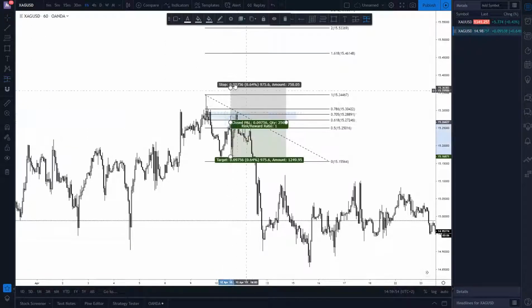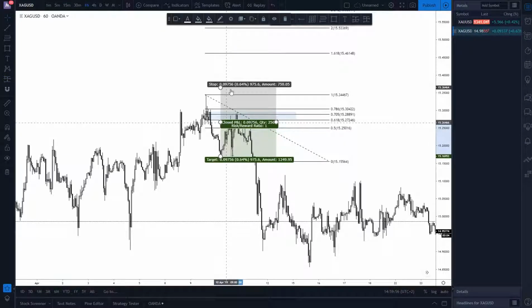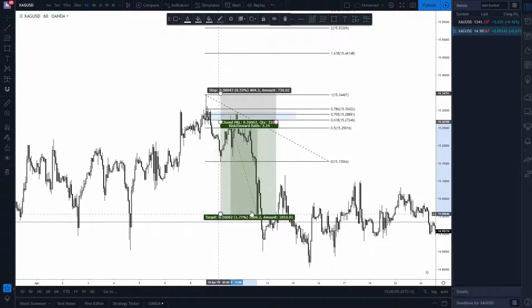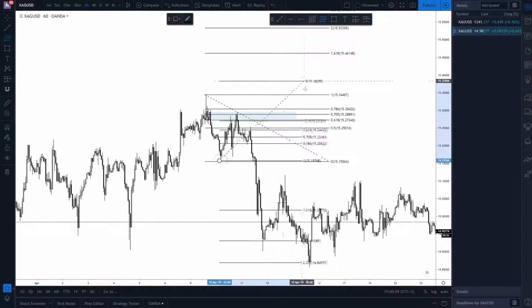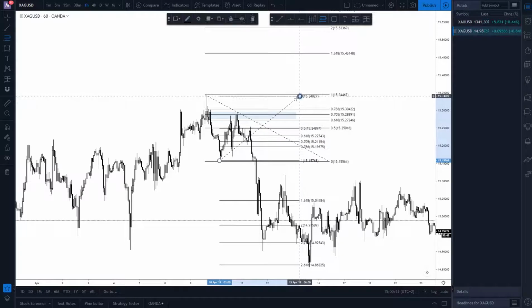Even if, let's say, you would enter really here and your stop would be all the way up here, then your extension would be somewhere here. Let me actually take a look at this thing right here. I'm sorry, this is the other way, from this low to this high.